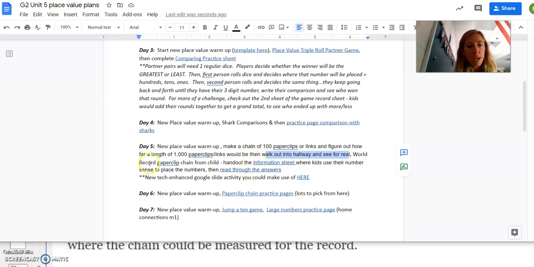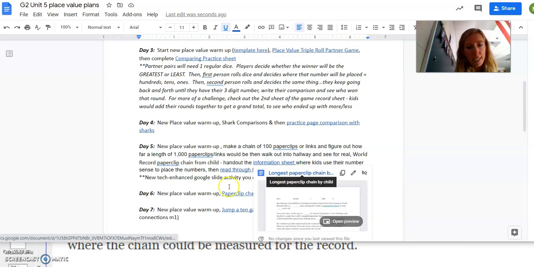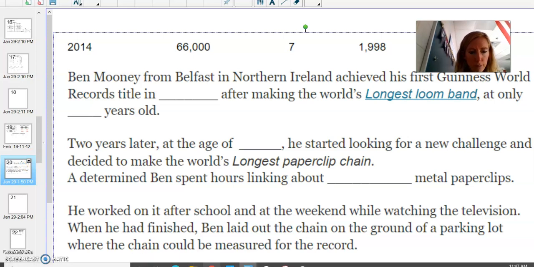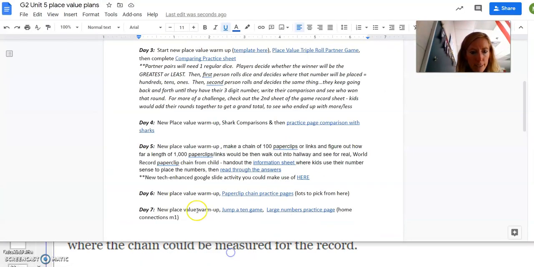And then you have the world record from a child, how long they were able to make a paper clip chain. So you'd hand out this information sheet that is on the Smartboard file, and they would pick where the numbers go. And you will be able to figure out, even though you don't have an answer key, where the numbers would go just based on number sense there. It's just cool as an introduction to the paper clips or the links.